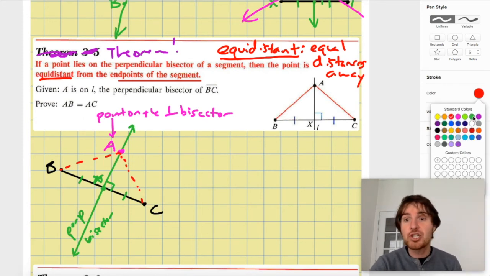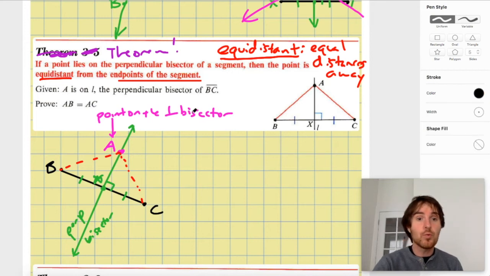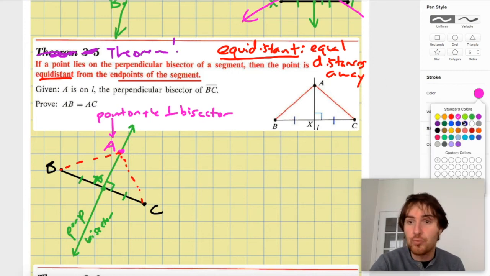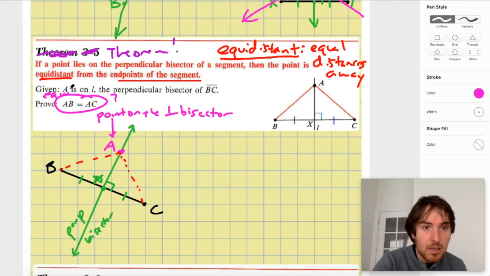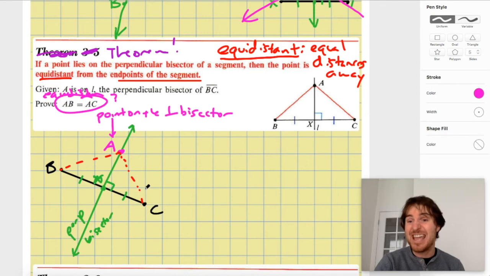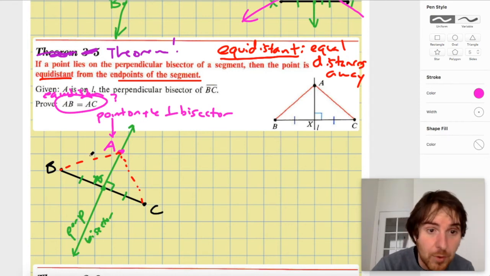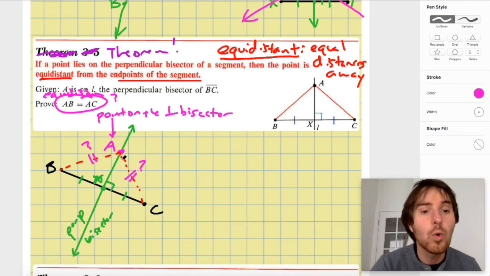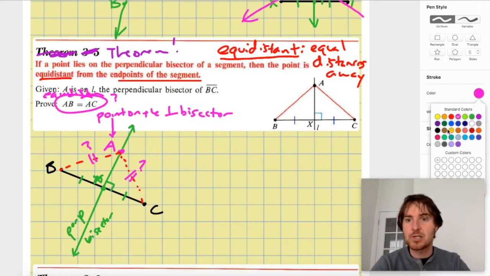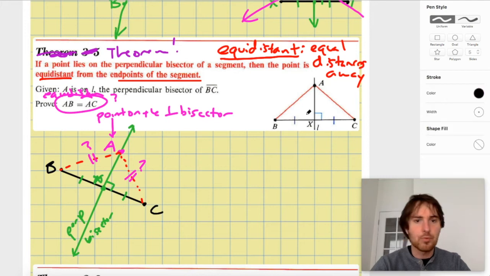So talking about the logic of this theorem a little bit here, if we're trying to prove this as a theorem, we're trying to prove AB is equal to AC. This means equidistant, okay? If AB is equal to AC, then A is an equal distance away from B and C here. So that's what we're trying to prove. And how will we prove that? Let's look at the diagram here. Well, we're given that it's a perpendicular bisector, okay? So we could slow it down and prove it out together here.